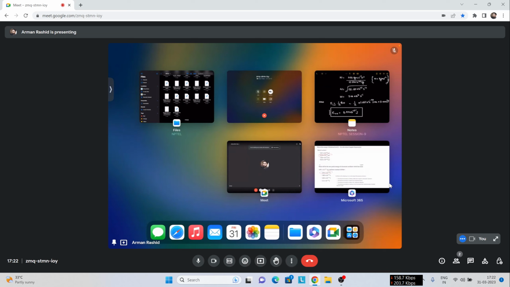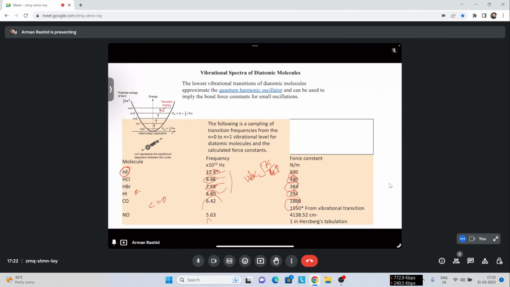You have to always remember that vibrational frequency is proportional to the force constant and the reduced mass. If we take different diatomic molecules, HF, HCl, HBr and HI, down the group the reduced mass increases. Because of the increase in the reduced mass, the frequency decreases. The resonant frequency decreases.